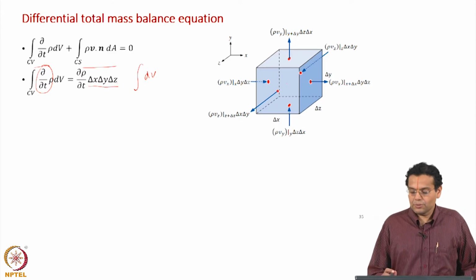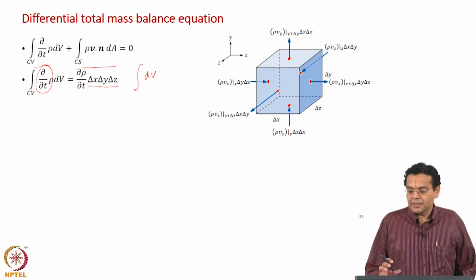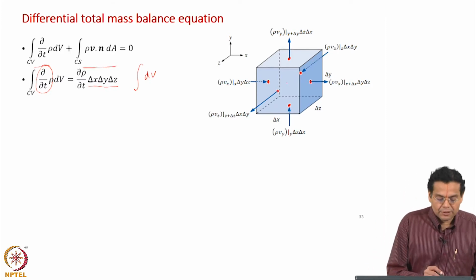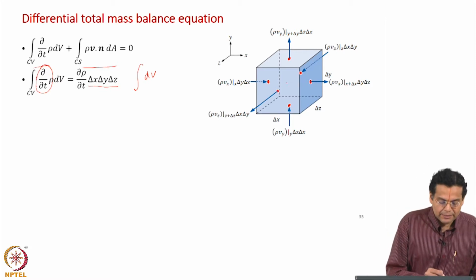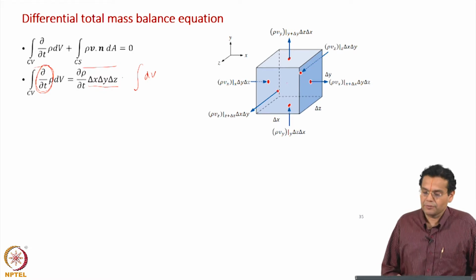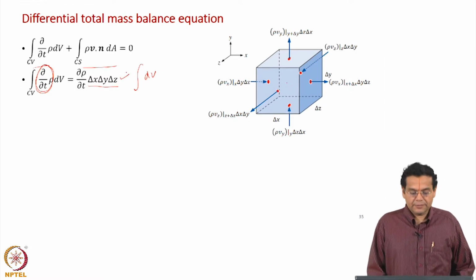What the average value means, you will understand as we go along. Right now, within the small volume, I take the density to be an average value, which means it is constant over the entire region, and so I take this dou rho by dou t outside the integral, and integral dV becomes the volume of the control volume. So, this is the expression for the first term.